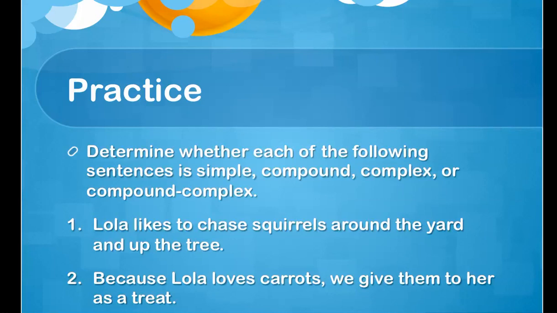Number 2, because Lola loves carrots, we give them to her as a treat. Because Lola loves carrots is a subordinate clause. Lola's a subject, loves is the verb. We give them to her as a treat is an independent clause. We is the subject, give is the verb. So one subordinate clause plus one independent clause equals a complex sentence.